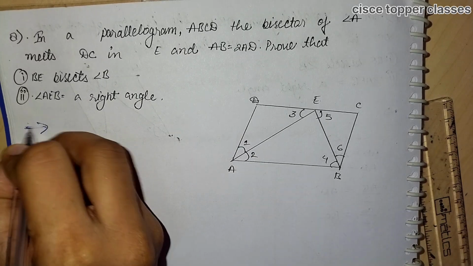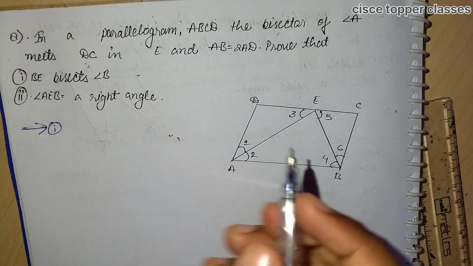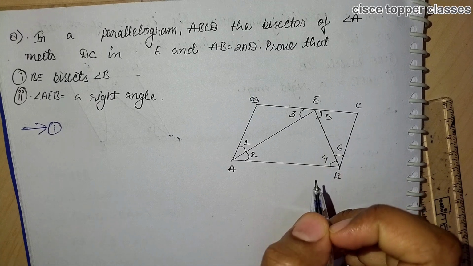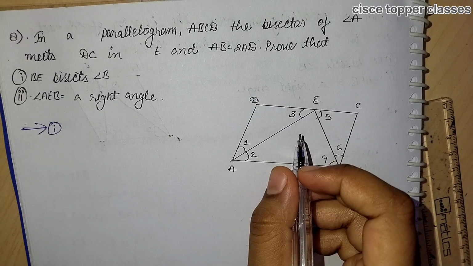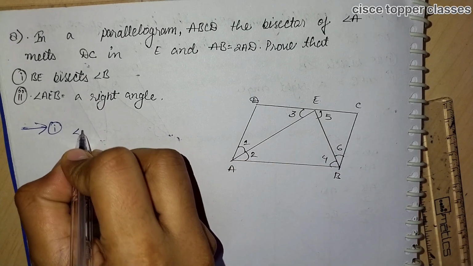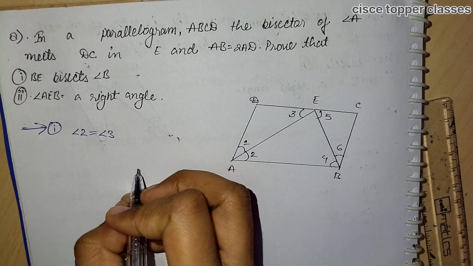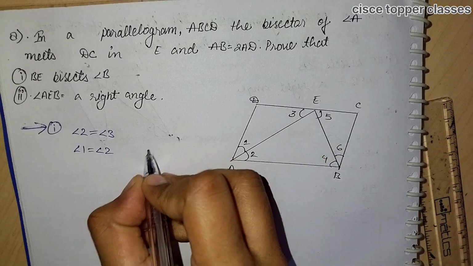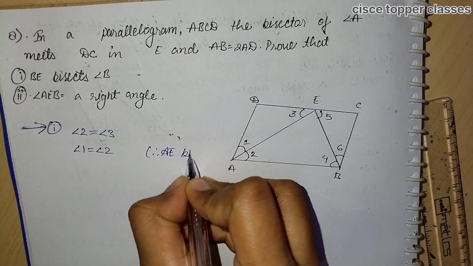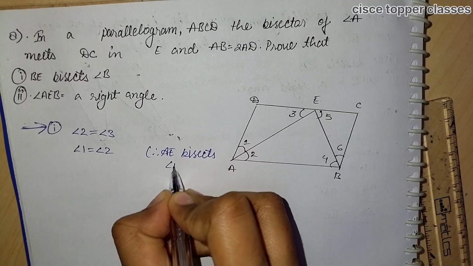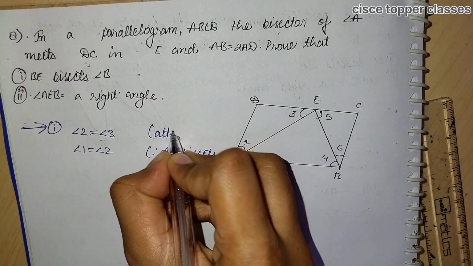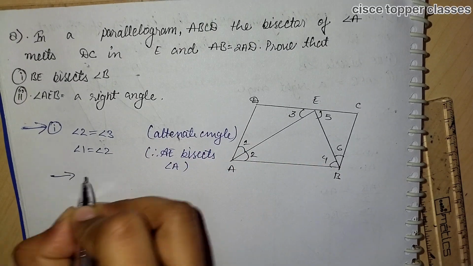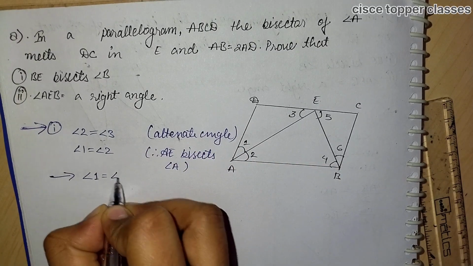Firstly, in the first part, to prove BE bisects angle B, we have angle 2 and angle 3 as alternate angles. So these angles will be equal. From there, firstly we'll write angle 2 is equal to angle 3, and angle 1 is equal to angle 2 because AE is the bisector of angle A. Here this AE bisects angle A and these are alternate angles. So simply from these two pieces of information, we can write here that angle 1 is equal to angle 3.